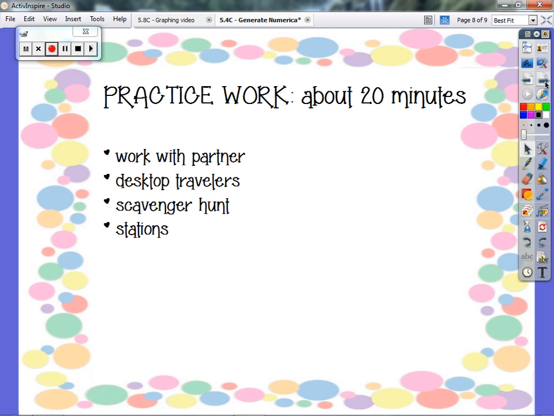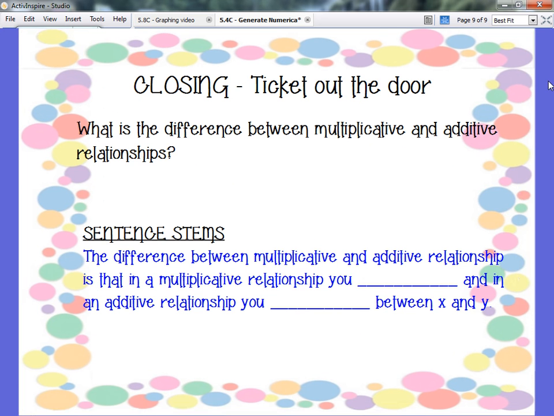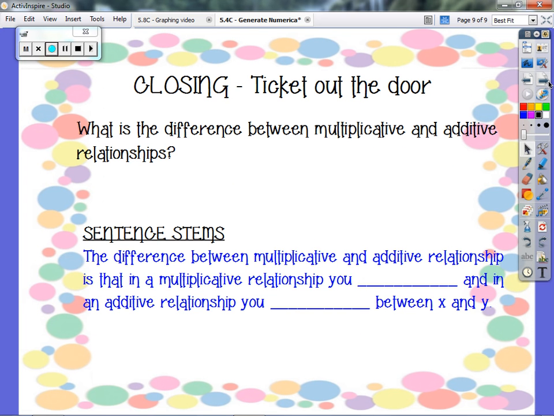And then after that, we move to the closing. For my closing for today, for this activity, I had a take it out the door. In this one, I was just wanting to see if they know the difference between the multiplicative and additive relationships. In order to be able to walk out the door, I provided them with sentence stems because I want them to be able to answer questions in complete sentences.